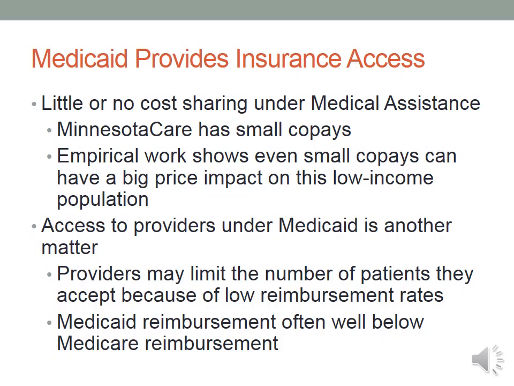The empirical work shows that this is important because even small co-payments can have a really big price impact on the low-income population. For us, the cost of a latte that we may not even think about could be the deterrent to somebody who's low income going to get needed care. Access to providers, as opposed to access to insurance, is a different matter. Under Medicaid, you may have trouble finding providers that will see you because providers may limit the number of new patients they take on because of the low reimbursement rates. Medicaid reimbursement is often well below Medicare reimbursement, so the fees paid to providers could be quite low.